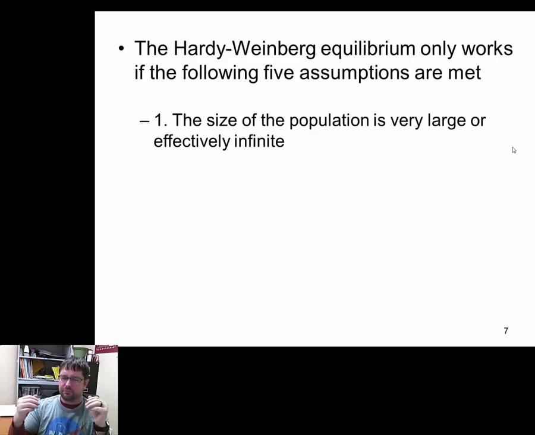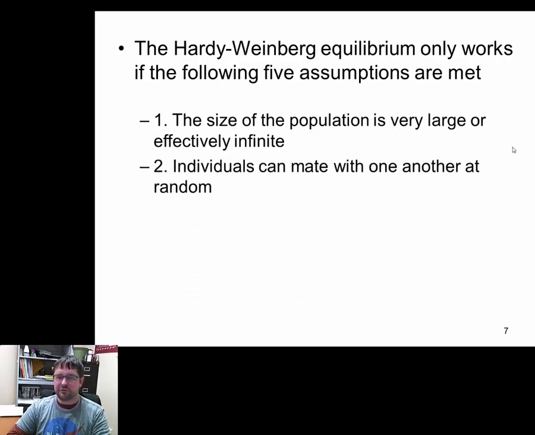That's a very large population, and it's highly unlikely that a single mating is going to make a single bit of difference in the population. Individuals have to be able to mate at random, so there is no mate choice. Organisms aren't picking mates based on color of the feathers, their ability to sing, how tall they are, their muscle mass, how much money they have in their pocket, anything like that. It's purely random.